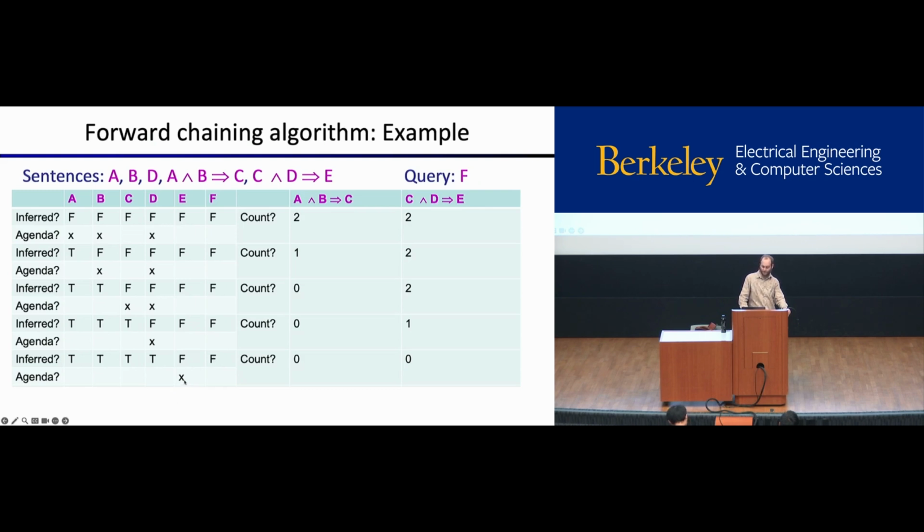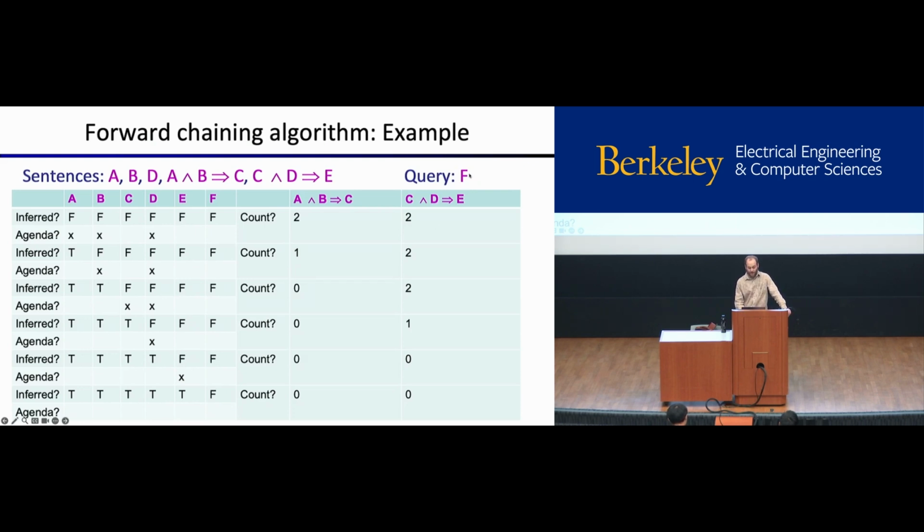Next, we take E off the agenda. Inferred is true. And E isn't a premise anywhere, so nothing happens over here. Now our agenda's empty, so we're done. The algorithm terminates when the agenda's empty.